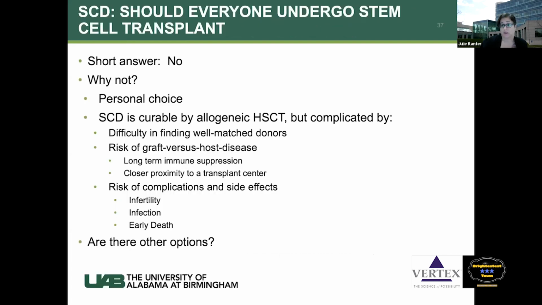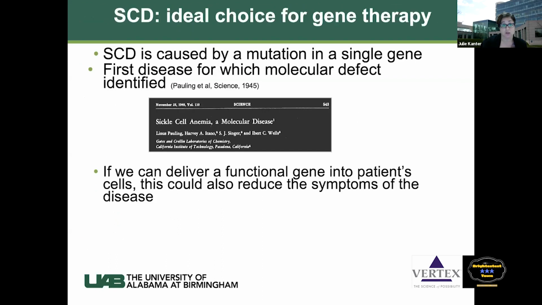So should everyone then undergo a stem cell transplant? Well, the short answer is no. Some individuals don't want to undergo stem cell transplant. They don't want to take the risk. We know that it's curable with allogeneic transplant, but it's hard to find well-matched donors. There still is this risk of graft versus host disease. That requires people to be on a long-term immune suppressive medication, such as sirolimus, and that means they have to be close in proximity to a transplant center, which many of our patients are not. There are risks of complications and side effects, such as infertility and infection and early death. So some individuals don't want to undergo stem cell transplant. So we need to look for other curative options.